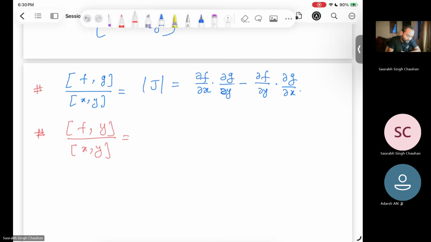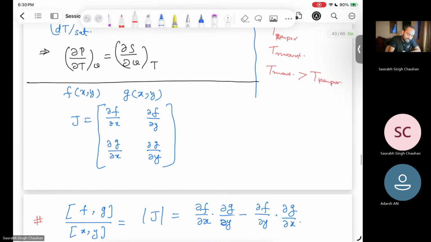In the definition of Jacobian, let us replace this g by y. So now what will happen? Partial derivative of f with respect to x times partial derivative of g, so in place of g, we will get y, minus partial derivative of f with respect to y, and in place of g, we will get y, partial derivative of x. Now is it okay? Yeah, it is okay, sir. And x and y, we are assuming they are independent.